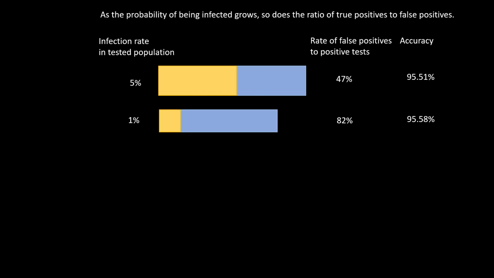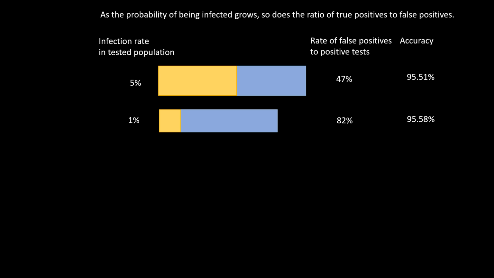But you only have a 47% rate of false positives to the overall number of positive tests. That's better than what you had with 1%, where you have an 82% rate of false positives to total positive tests, but it's still pretty high.